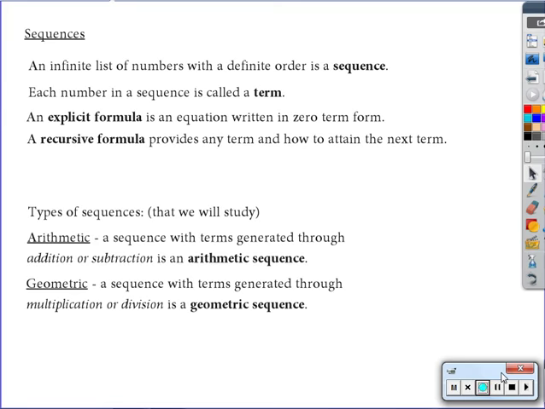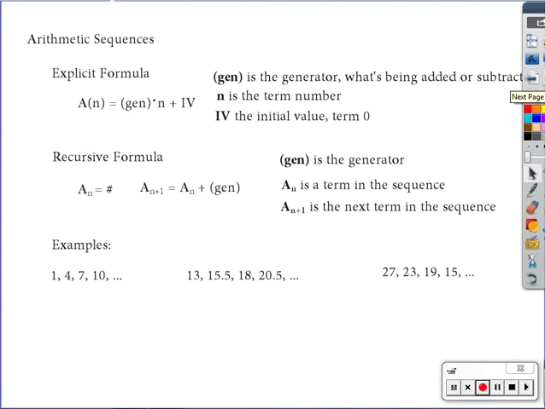Again, the types of sequences that we're going to study will be arithmetic sequences, a sequence with terms generated through addition or subtraction, as well as geometric sequences. A sequence with terms generated through multiplication or division would be the definition of a geometric sequence. First, we'll talk about arithmetic sequences.